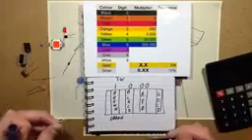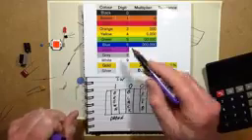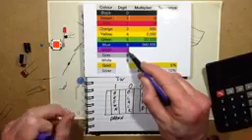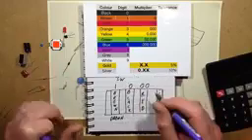If you had a 47 ohm resistor, it would be yellow for the 4, violet for the 7, and then because there are no zeros after that, it would be a black band. Yellow, violet, black would be 47 ohms.